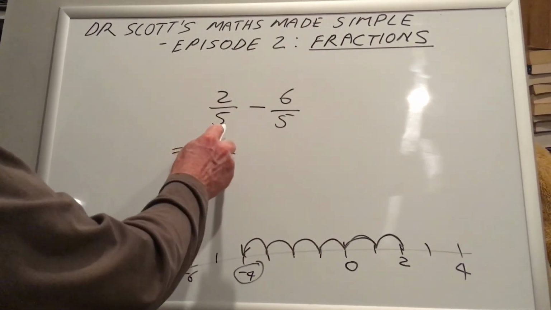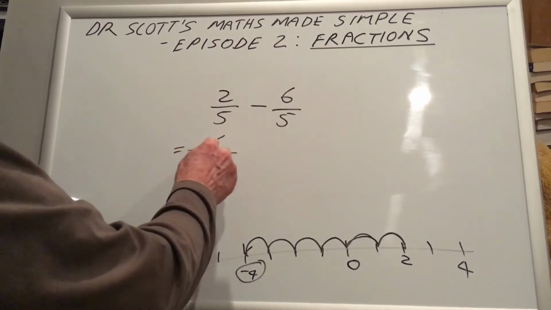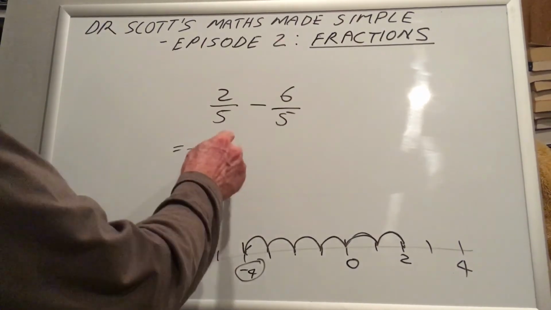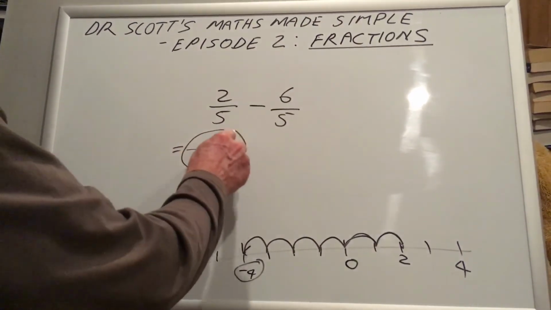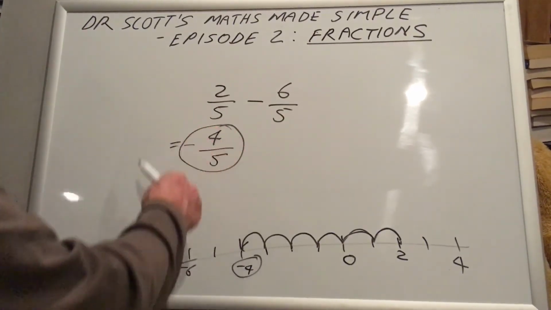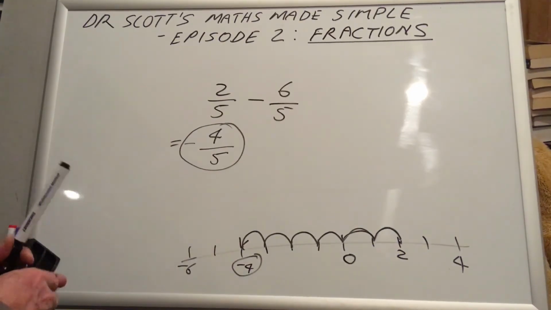So 2 divided by 5 minus 6 divided by 5 is minus 4 on 5. So that's your answer there. So you can even do negative sums that end up as a negative number with fractions as well as whole numbers.